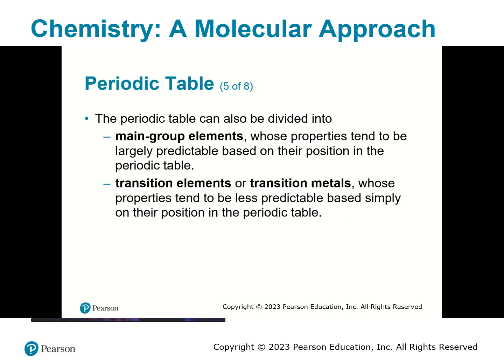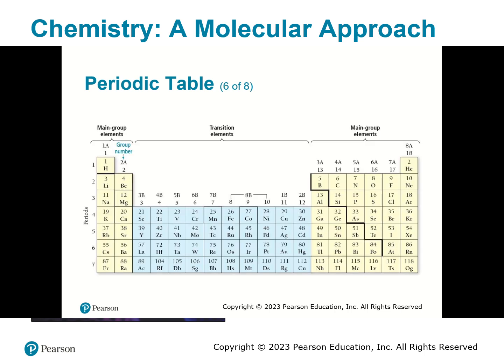So in the periodic table we have the main group elements, whose properties tend to be largely predictable based on their position on the periodic table, and transition elements or transition metals, whose properties tend to be less predictable based simply on their position in the periodic table. Here we have the main group elements, like group 1 and 2, and the metals. Okay, they have a fixed charge, so it will be plus 1 and plus 2 because they tend to lose 1 electron in group 1, 2 electrons in group 2, and this all has to do with the valence electrons that we're going to talk about later.